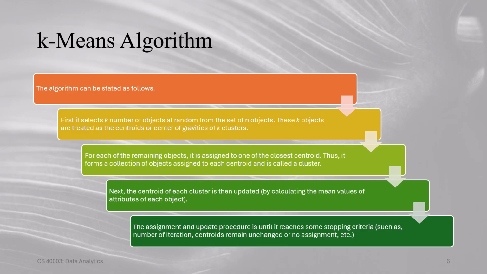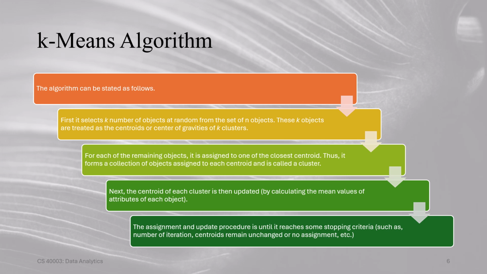The steps in the k-means algorithm. First, it chooses k objects randomly from the set of n objects. These k objects are treated as centroids, or centers of gravity, of the k clusters. Step number 2, each of the remaining objects is assigned to the closest centroid. Thus, it forms a collection of objects assigned to each centroid, and it is called a cluster.